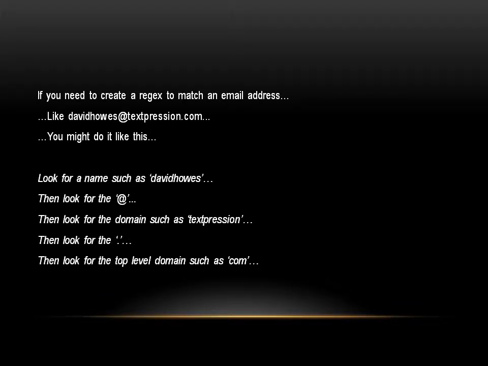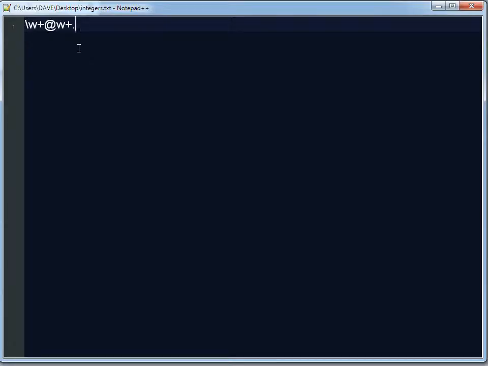Then look for the top level domain such as com. Now we need to match the top level domain. We're going to do that with a character class. Character classes start with an open bracket. And you type in the characters that can be matched, or in this case a range of characters. Ranges are separated with hyphens.